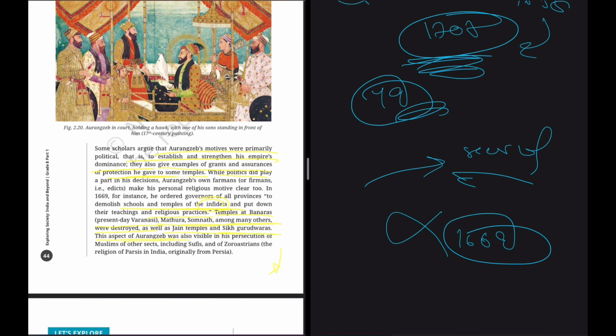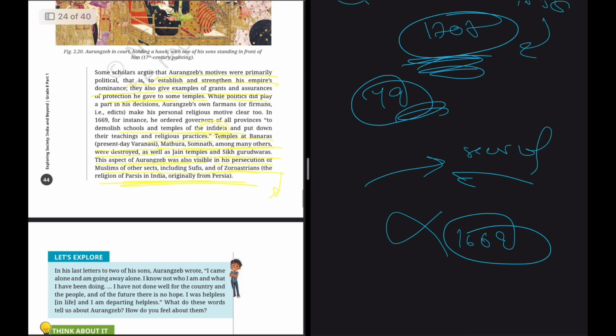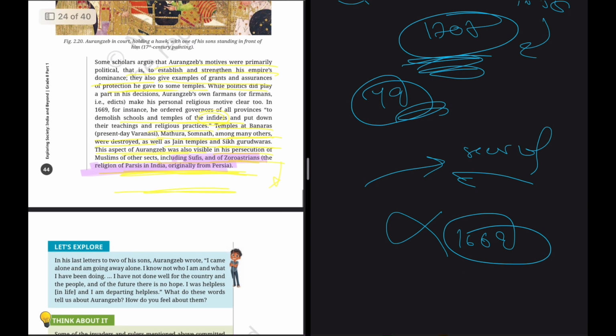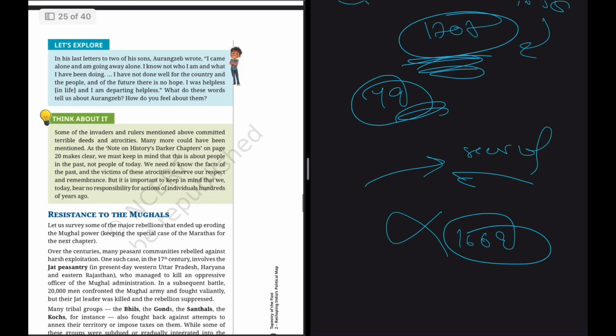And this aspect of Aurangzeb was also visible in his persecution of Muslims of other sects, including Sufis or the Zoroastrians, the religion of Parsis in India, originally from Persia. So he was even forceful in his ideologies on other sects of Muslims as well. Even his rules were harsh on them. So this clearly shows his religious motto, not just to show his empire's dominance.